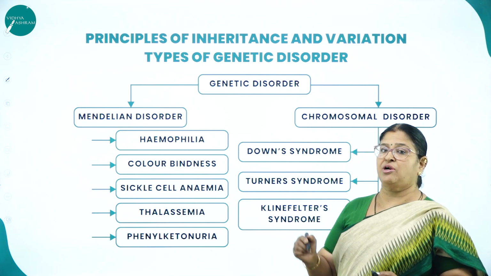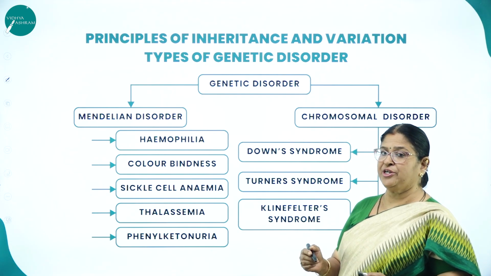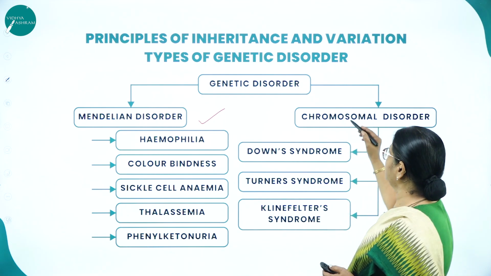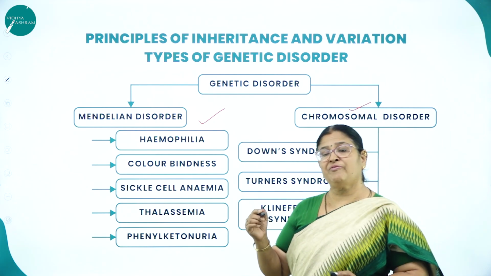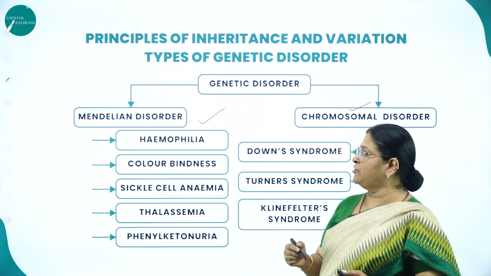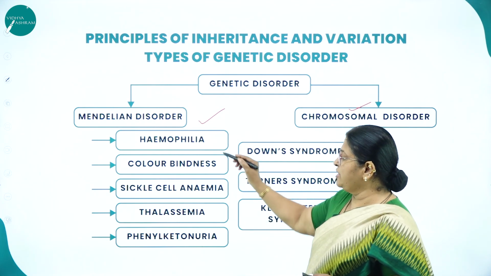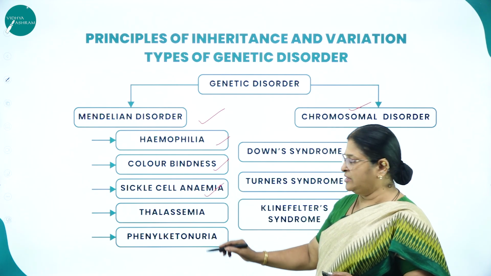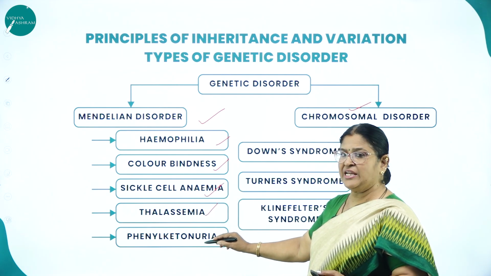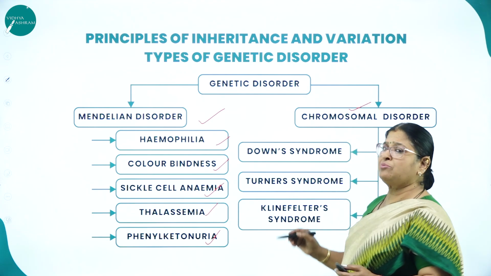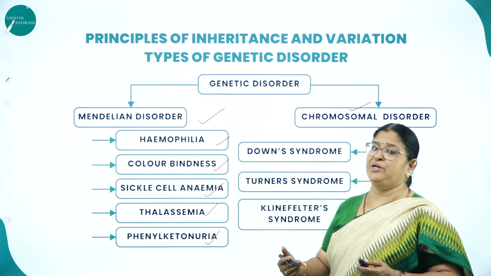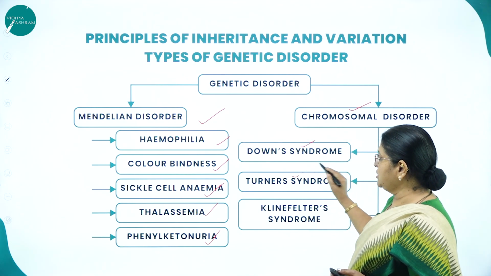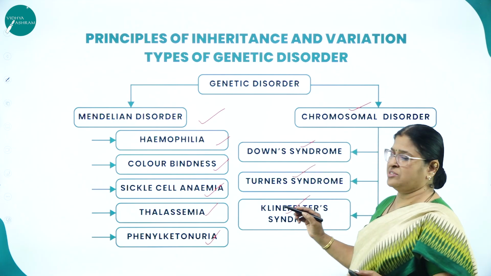Moving on to the genetic disorders. The genetic disorders were classified into two types called the Mendelian disorders and the chromosomal disorders. The examples quoted for Mendelian disorders: hemophilia, color blindness, sickle cell anemia, thalassemia and phenylketonuria. Then chromosomal disorders, the disorders that happen due to change in the chromosomal number: Down syndrome, Turner syndrome and Klinefelter's syndrome.